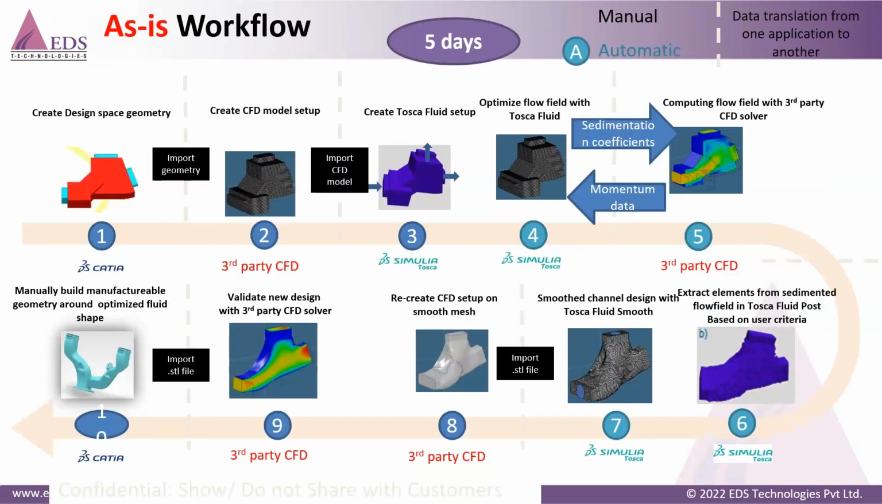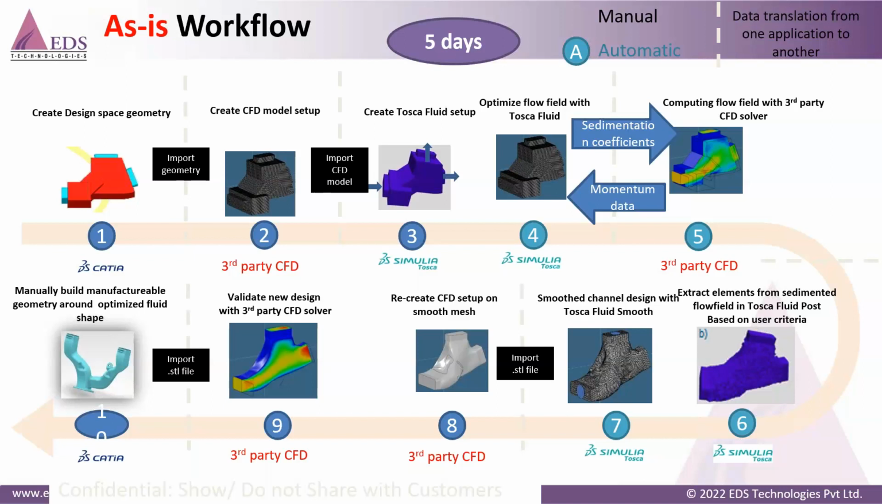So the as-is workflow, especially if I go for a particular non-parametric optimization, will take about 5 days. You can see everything in light green color are the automatic processes, and the dark blue ones are the manual processes. So importing geometry is a manual process, importing the CFD model, which can be a third-party CFD tool, again is a manual process. Then creating the Tosca fluid setup, if I'm using a standalone tool, is again a manual process.